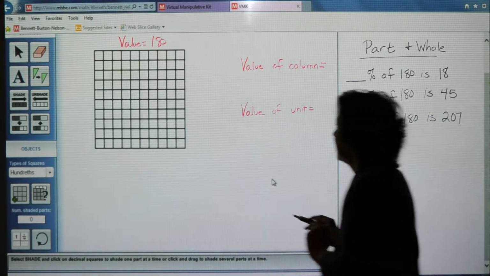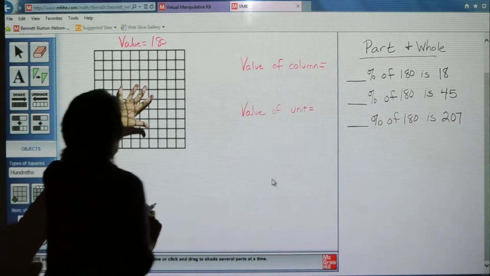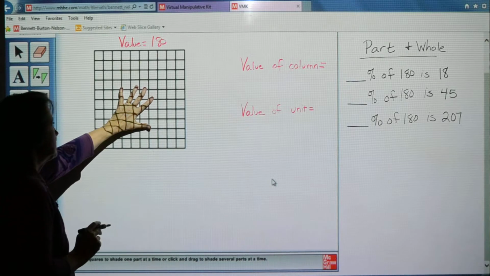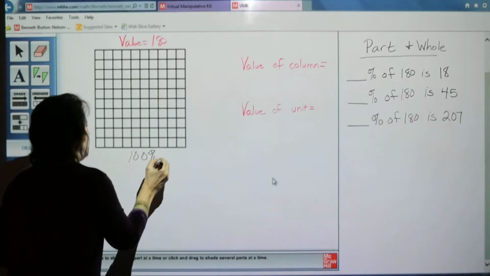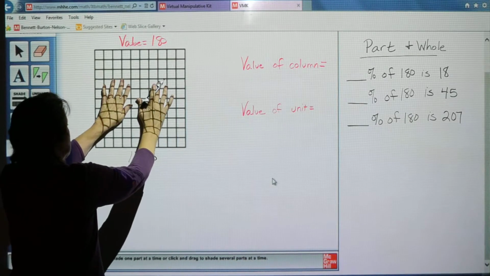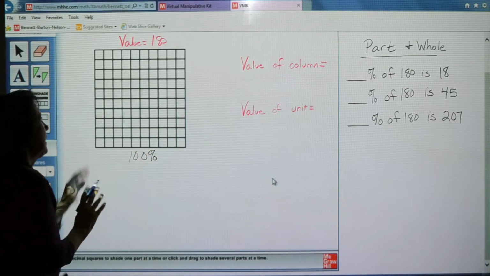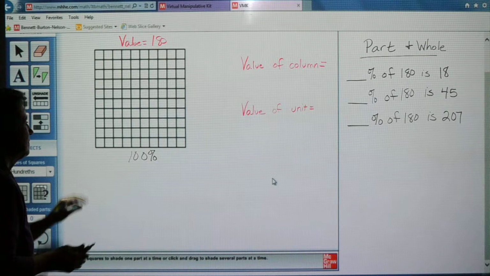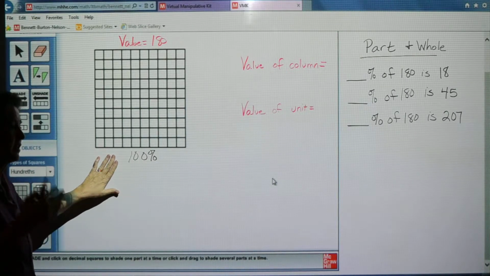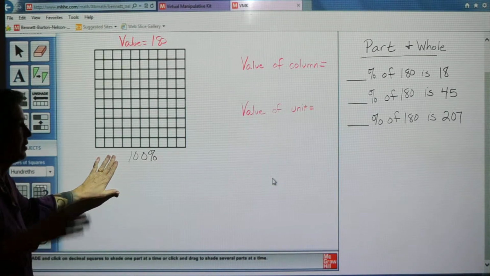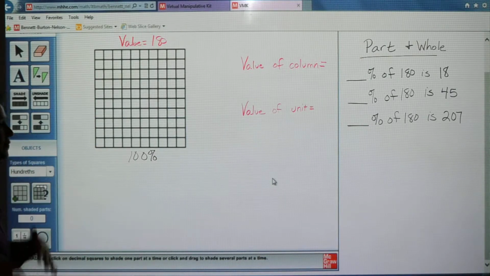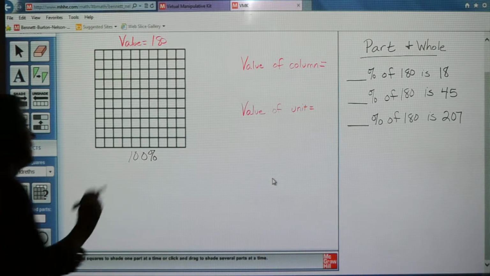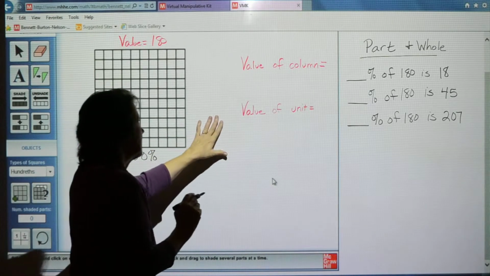All right, let's review real quickly. This is equal to 100%. That's what I don't have written on here, I erased it. Okay. This cube represents 100%. And its value is 180. For example, 100% of the students enrolled in the school is 180. There are 180 students in the school. If 100% of them are present, there are 180 students there. All right, we need to figure out two things again.